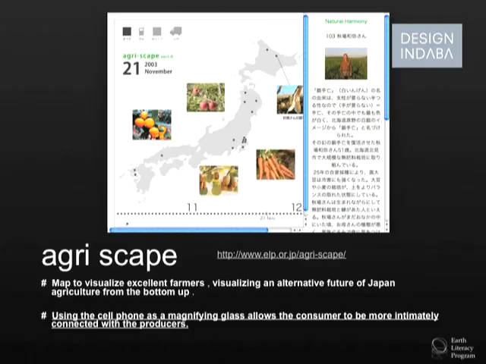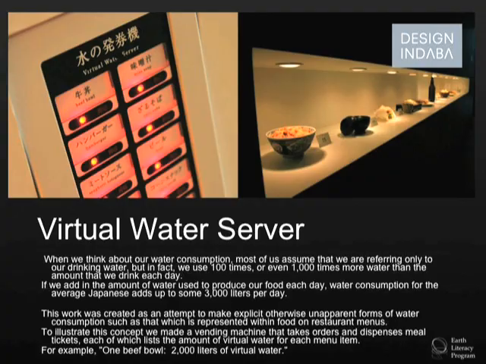So let me show you another map called the Agriscape. With Agriscape, I want to show you a map of excellent farmers in Japan who think much of sustainability and organic agriculture. These are also collected from cell phones. The vivid voices of the farmers are collected on the map. One more project I've recently launched is the water exhibition with the designer Sato Taku.